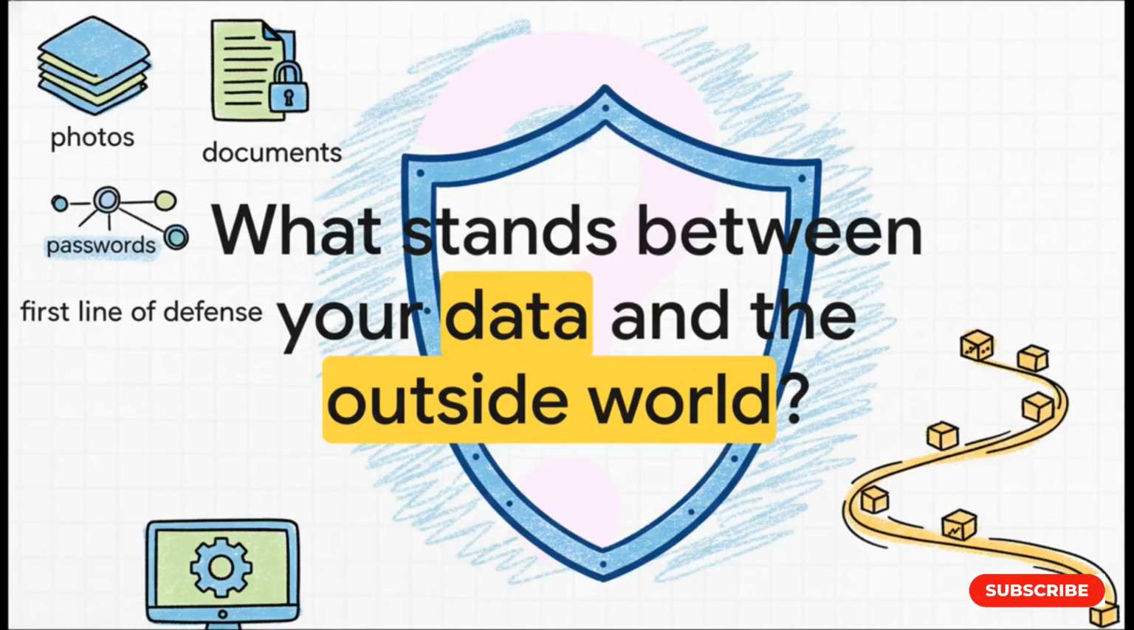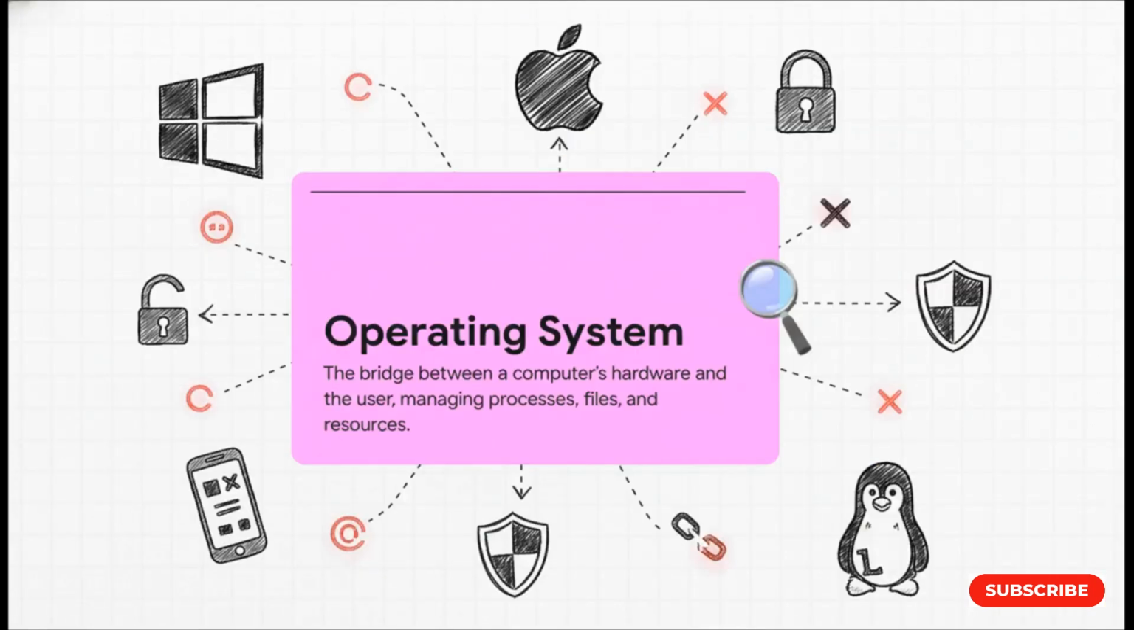Every photo you've ever taken, every document, every single password, what is their very first line of defense? Well, it's something you use every single day, but you probably don't think of it this way. It's your operating system. Yep, your OS. Windows, Mac OS, Linux, even the one on your phone. It's the basic software that makes your computer, well, work. It's the bridge connecting you to the machine. But its job is so much bigger than just that.